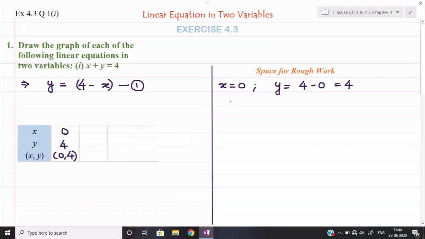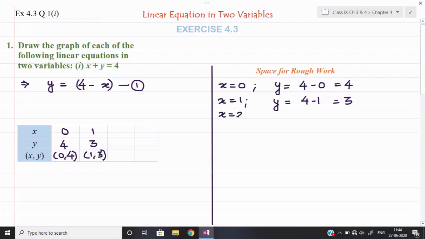Now, second I am taking here x is equal to 1. Okay, so in that case, what will be the value of y? y will be equal to 4 minus 1. It will be equal to 3. So now at x equal to 1, value of y will be equal to 3. And my point will be here 1, 3. The last row is very important because we shall look at the last row only and accordingly we shall plot the points.